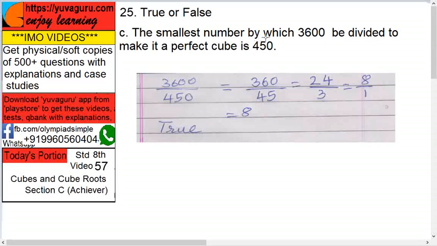The smallest number by which 3600 be divided to make it a perfect cube is 450. Let's try 3600 upon 450. So it becomes 360 upon 45. So try this: 15 3s are 15, 24 s are 3 1s are 3, 8s are 8. So 8 upon 1. So that is 8 basically. So is 8 a perfect cube? Yes. So the answer is true.